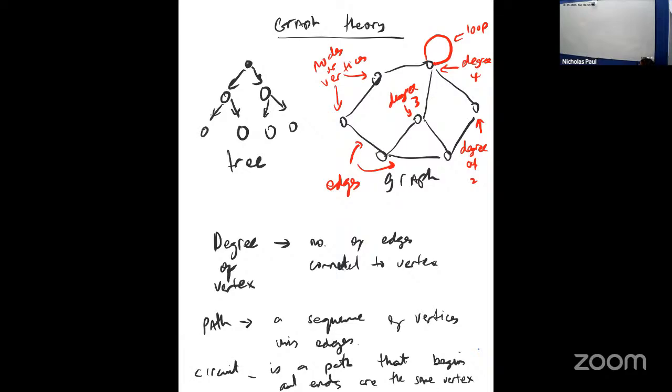Let me just make a note of what a circuit is now. A circuit is a path that begins and ends on the same vertex, right? Just add that to the definition.